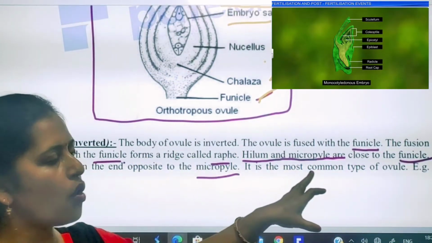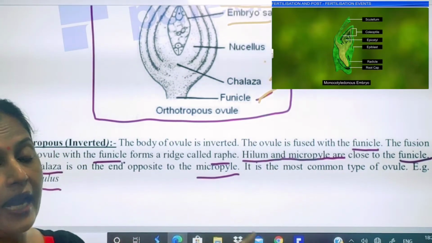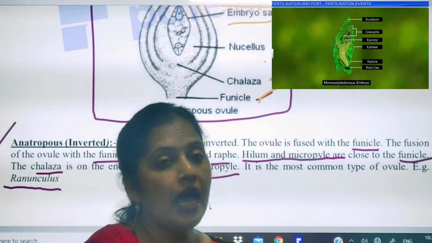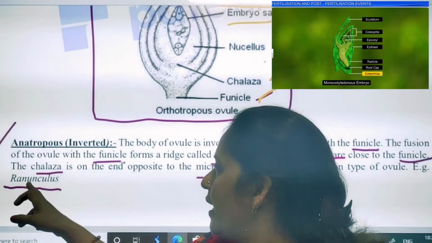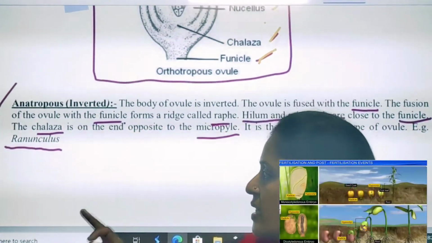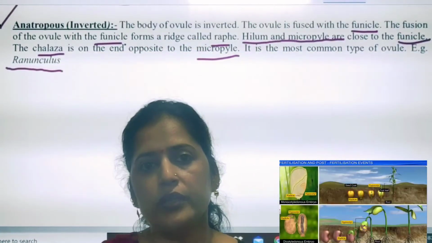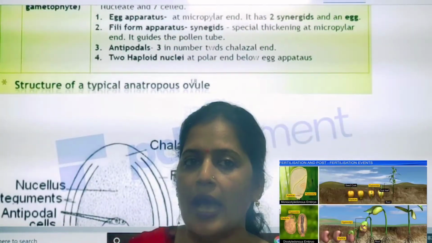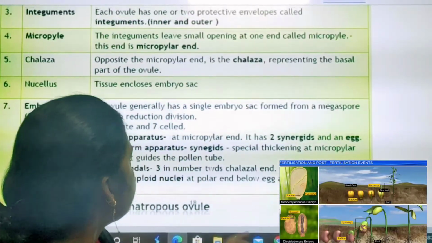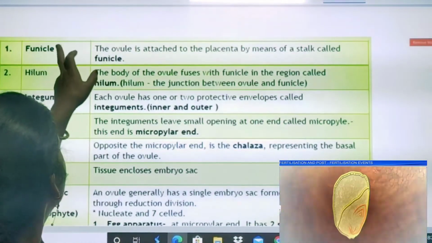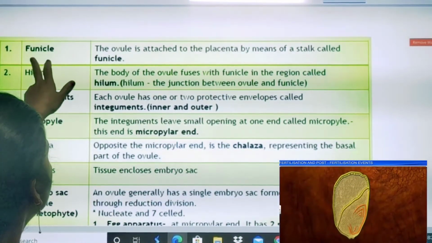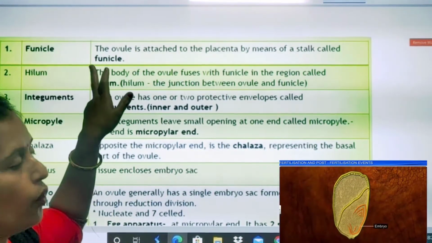It is the most common type of ovule, and the common example of the anatropous ovule is Ranunculus. So this is the second type of ovule, that is the anatropous ovule, and it is inverted. Next are the various parts related to the ovule.